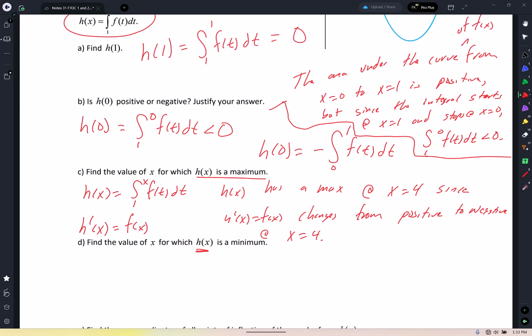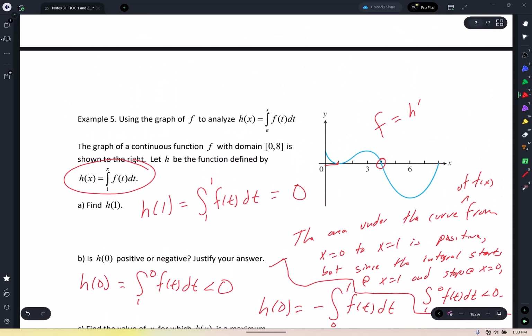I know that h has a minimum whenever the derivative goes from negative to positive. That doesn't happen here. Your derivative never goes from negative to positive. It's either positive or it's almost right there, see? So what you have to think about is this: my only two candidates are the endpoints. At x equals 0 is a min, and at x equals 7 is a min. Now, which one's the lower value? So you have to think about it.